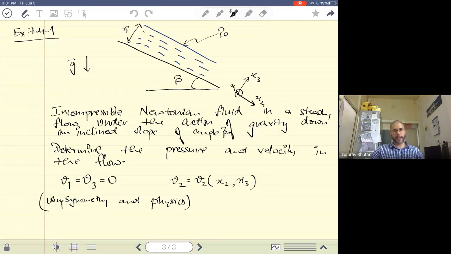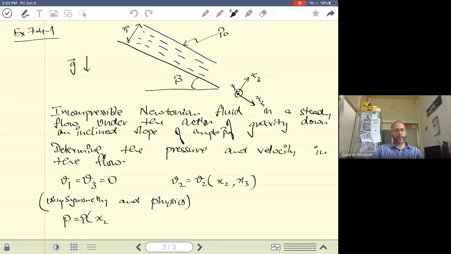Okay, symmetry in the sense of the coordinate directions, and physics in the sense of the direction of gravity. If the direction of gravity was different, say coming out of the plane of the paper, then you would definitely see that the situation would be much different. So it depends on the direction of gravity, that's the physics, and the symmetry, which is the coordinate system, the way we have chosen it. Okay. And then pressure, again, as we'll see, will only be a function of x2.